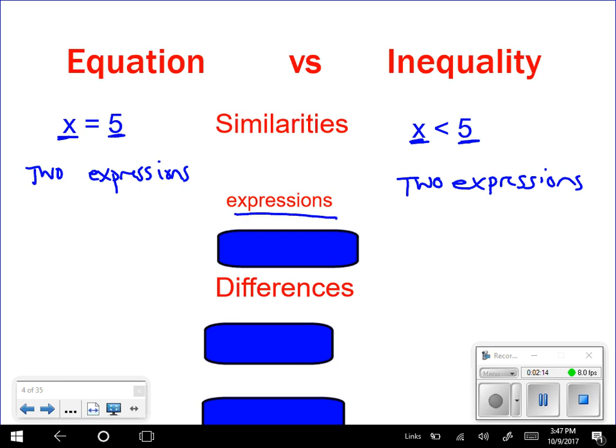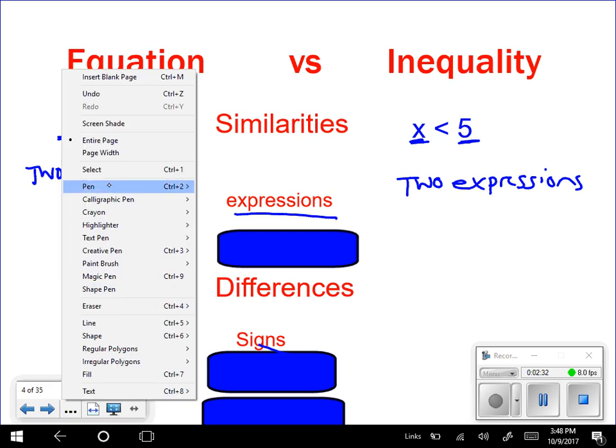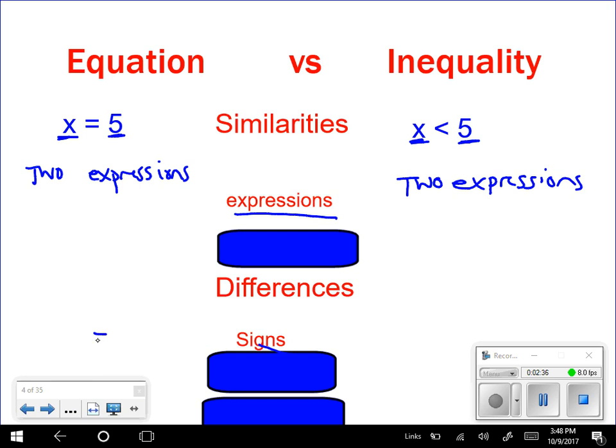Okay, so that's our similarity. Expressions is a big piece that looks a lot alike, but our differences come into play quickly after that, because they have different signs. When we're looking at an equation, you're going to see pretty much just the equal sign. But when we're looking at inequalities, there's a few different options. We're going to see less than, and you may have heard of this as like a gator, like the alligator eats the bigger piece. This is greater than, this is less than, this is greater than or equal to, and this is less than or equal to. So these are the four types of signs that we could see if we're working with inequalities.